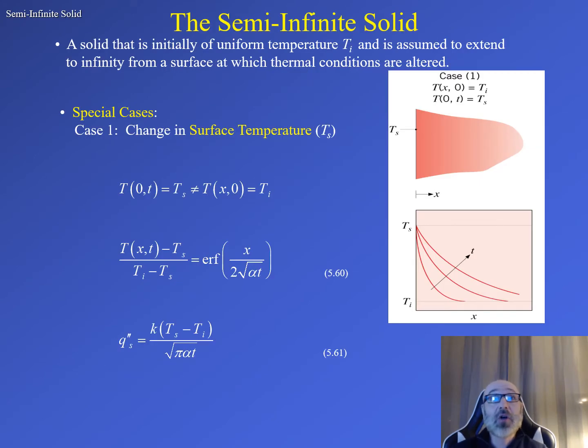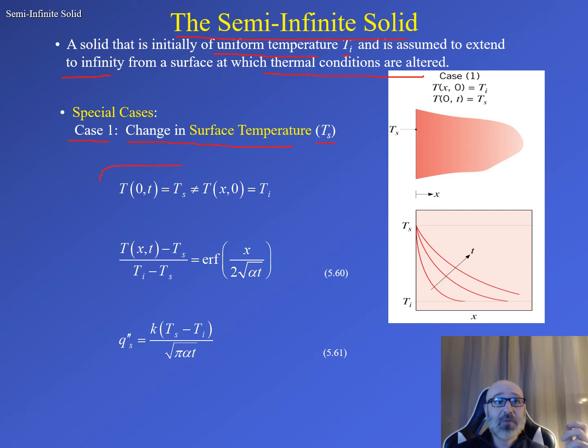So next I want to take a look at our semi-infinite solid. So what is a semi-infinite solid? It's a solid that is initially of uniform temperature T sub i and is assumed to extend to infinity from a surface at which the thermal conditions are altered. So let's take a look at a couple special cases within this. Case number one is a change in surface temperature to T sub s.